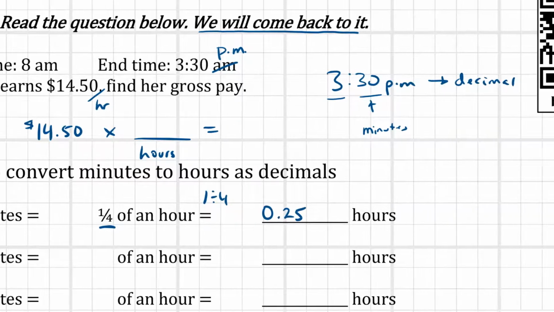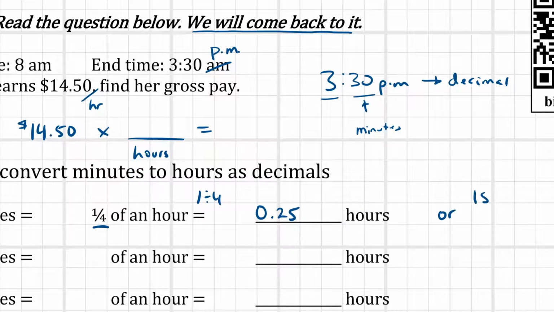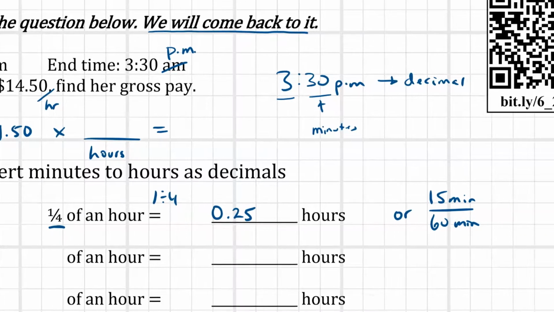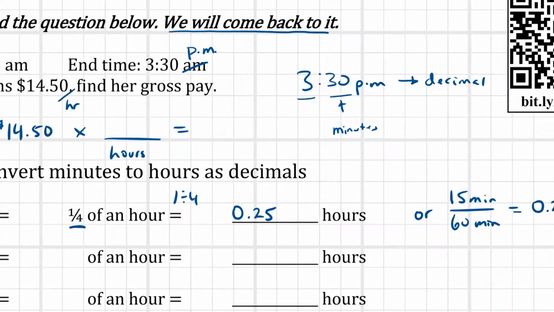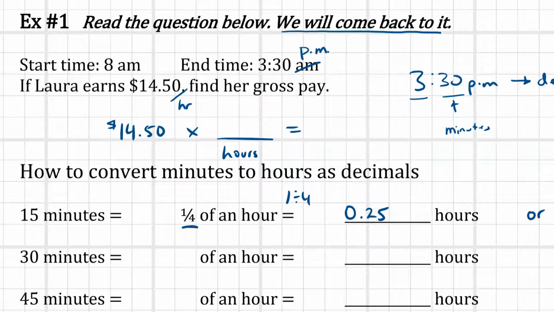Another way you could do this is you could take that 15 minutes and divide by how many minutes are in an hour, or 60 minutes. So that would also give you a decimal. If you do 15 divided by 60 in your calculator, you get 0.25. So there's two ways that I just changed 15 minutes into decimals. 15 minutes is a quarter of an hour, and 1/4 is 0.25. Or you could say 15/60. So when you see 3:15 and you're changing it to decimal form, that 15 minutes is going to turn into 0.25. It's not 0.15, it's 0.25.